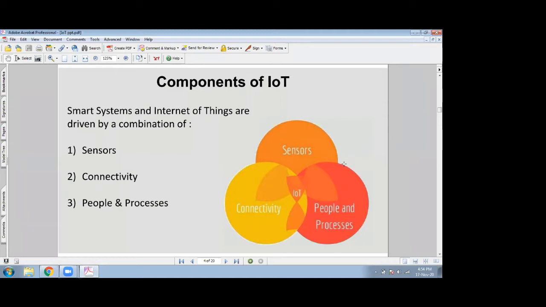So what is the function of sensors? As the name implies, it senses something. So what can it sense? It can sense temperature, humidity, pressure, voltage, current, light intensity, et cetera. It can sense this type of parameters.